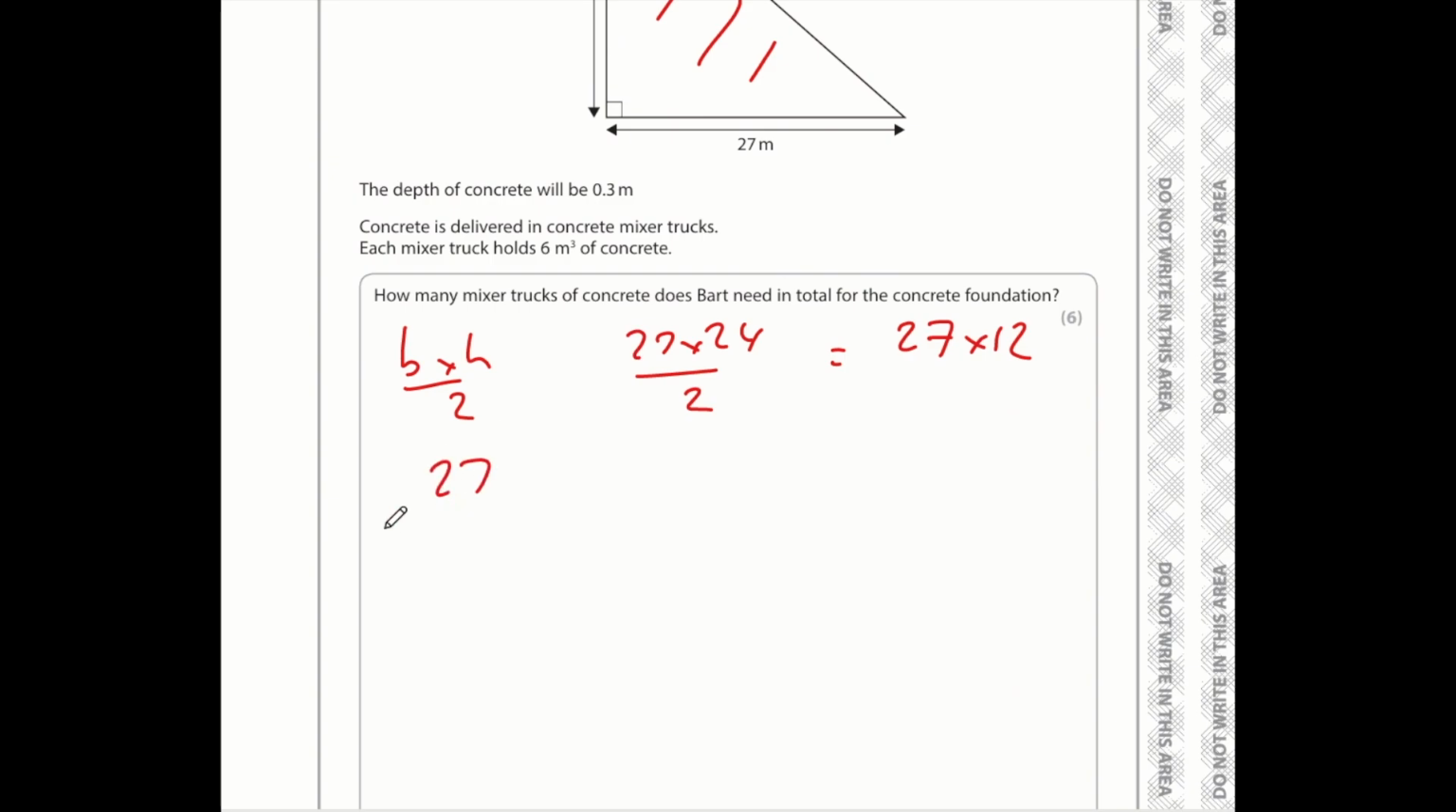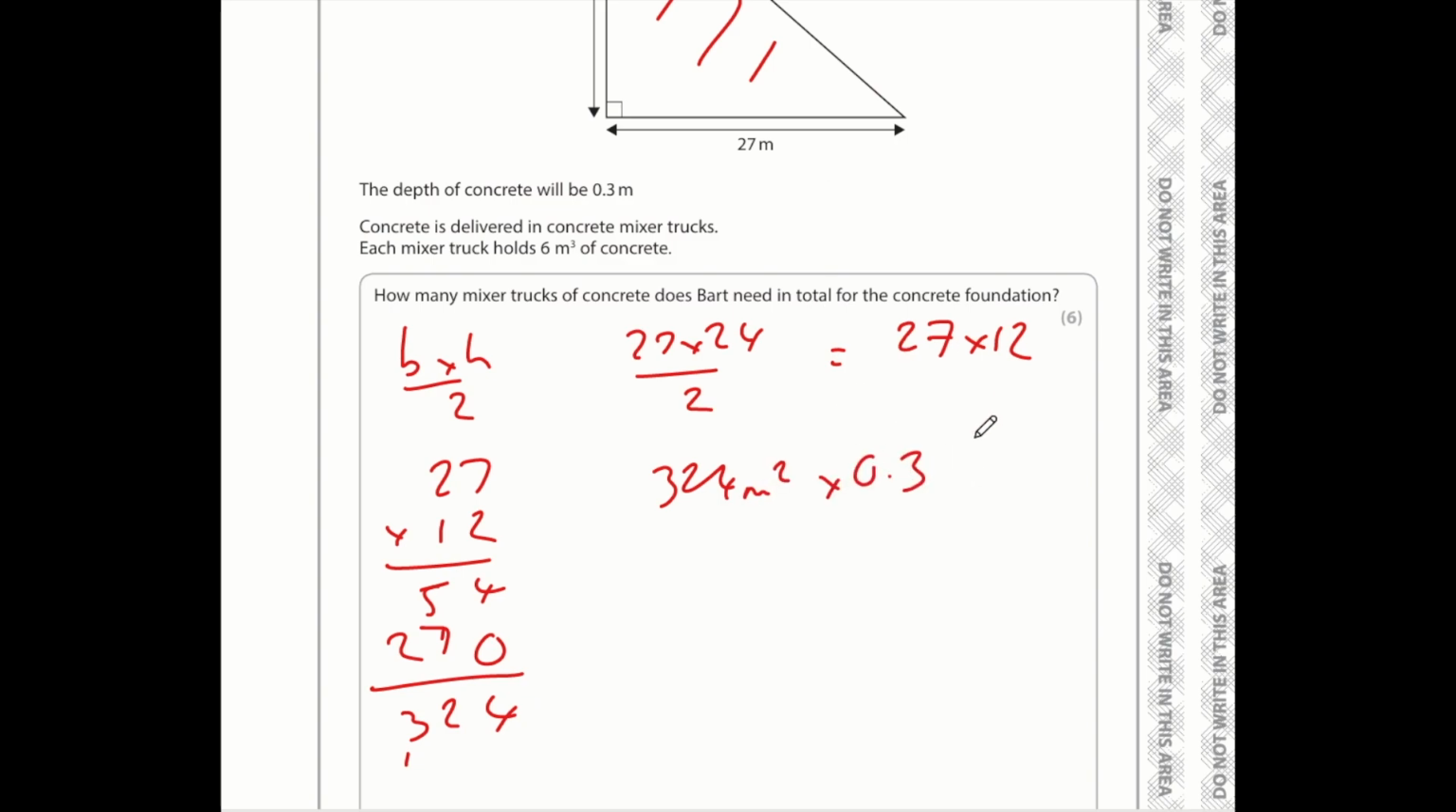So 27 times 12: 2 7s are 14, carry 1, 2 2s are 4 plus 1 is 5. This is the 1 of 10, so put in a 0. 1 7 is 7, 1 2 is 2. Add them together: 4, 12, carry 1, 3. Okay, so 324 square meters is the area, and we need to multiply this by 0.3 to get the volume.